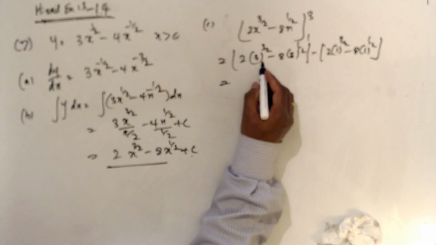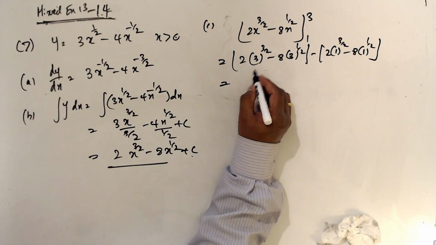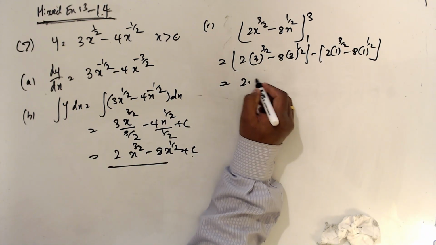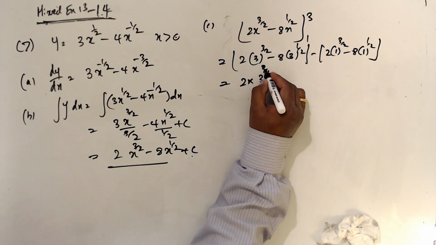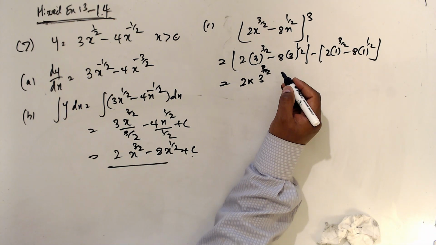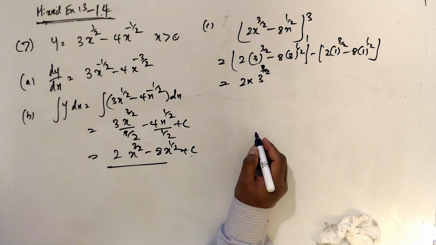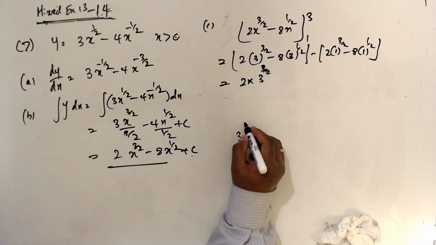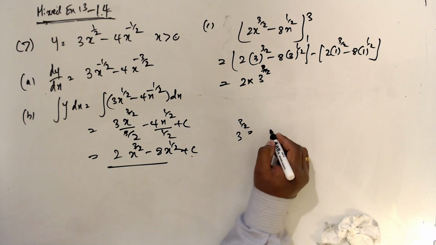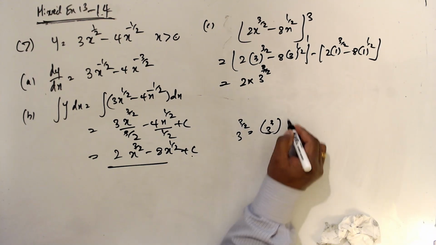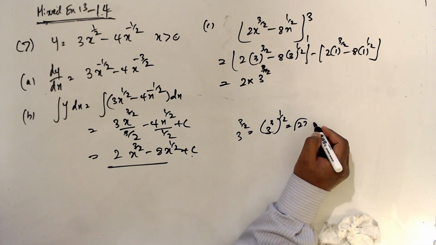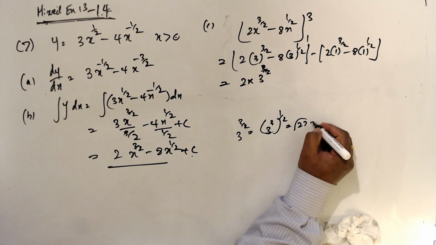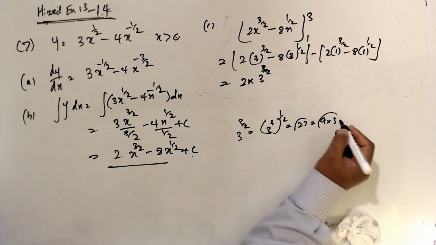So this is going to be 2 times 3 to the 3 over 2. 3 to the 3 over 2 means 3 times root 3, not 27. This is 9 times 3.